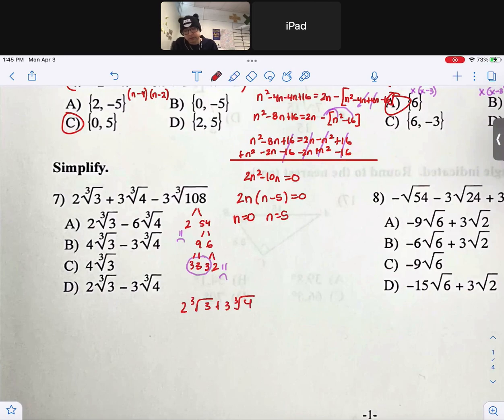I just rewrote that stuff. This triplet of 3's comes on the outside. So negative 3 times the triplet of 3's, that's negative 9. Cube root of the 2 leftovers, 2 times 2 is 4. So we can combine these because they have the same root, same index, and the same radicand. So 2 cube root of 3 minus 6 cube root of 4, which is A. That would be number A right there.